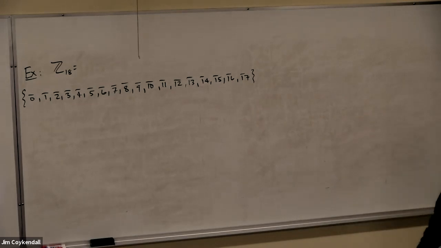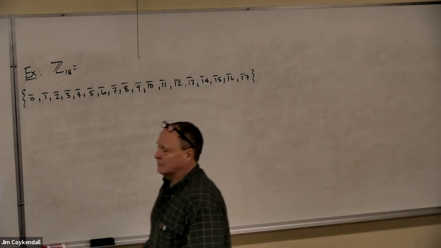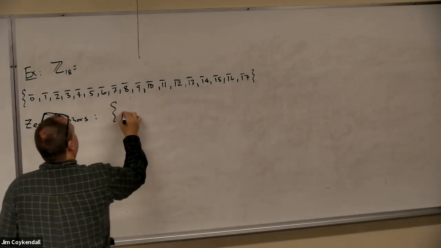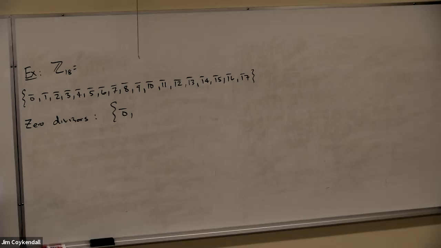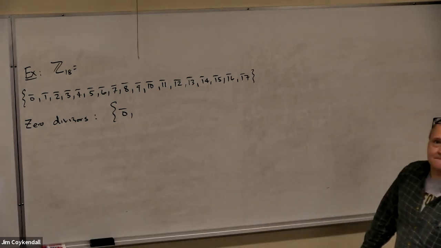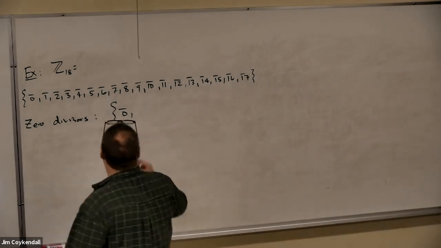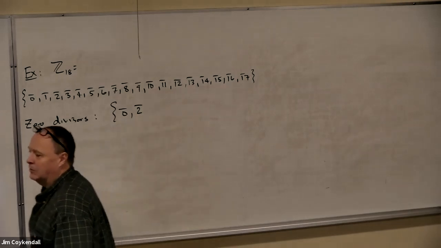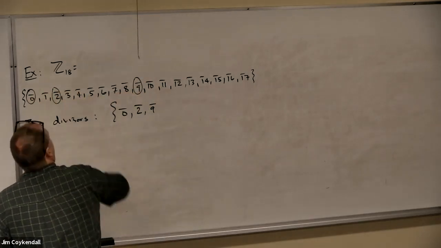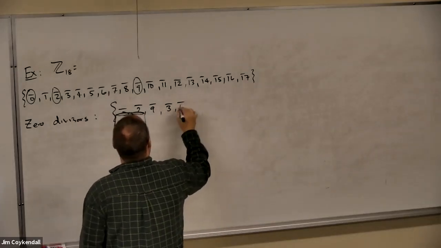Can anybody find any zero divisor at all? Zero. Thank you. That's right. Good start. Yes, zero is always a zero divisor. Can anybody find something that's not zero that's a zero divisor? Two is. Anybody see what you multiply two by? Nine. Nine works. I'm going to pair these off. 0, 2, 9 are zero divisors, right? So 3 and 6, those pair off.